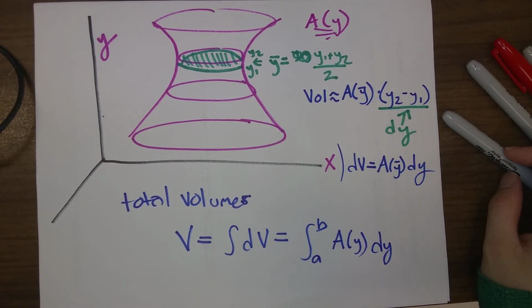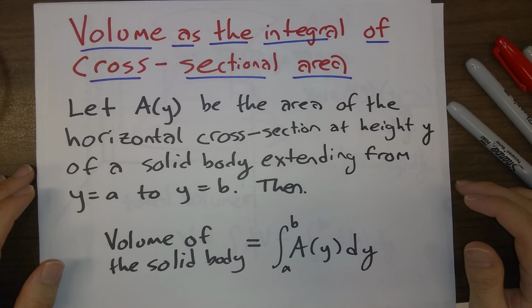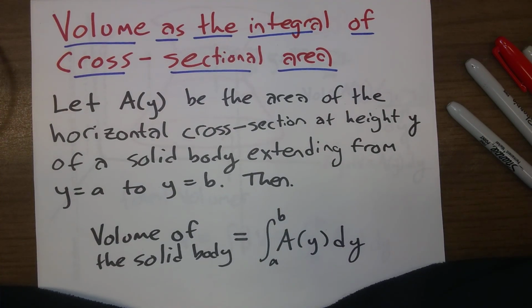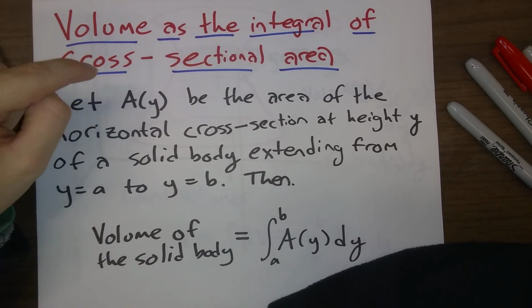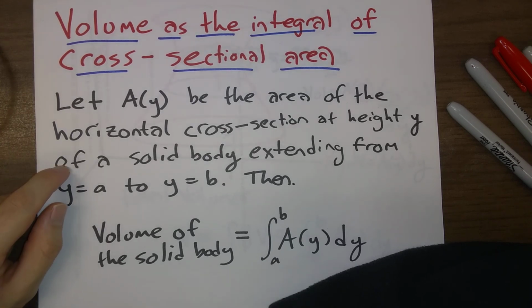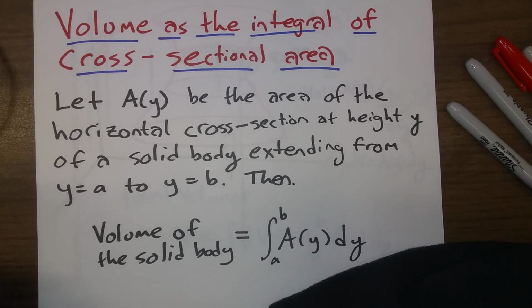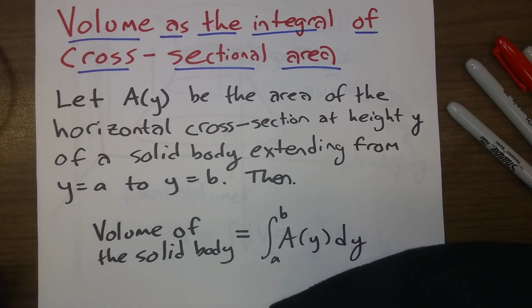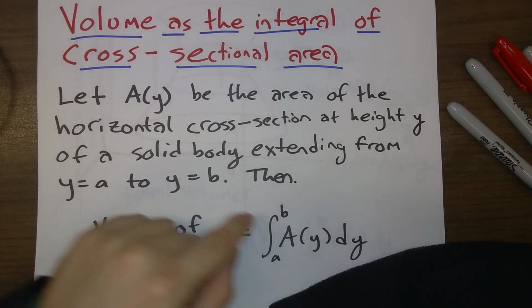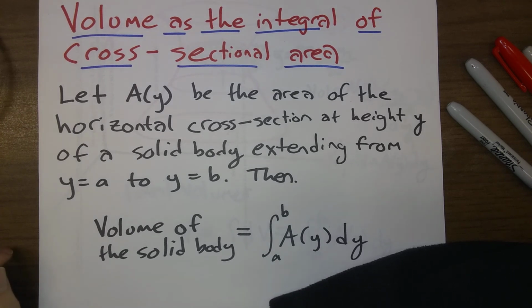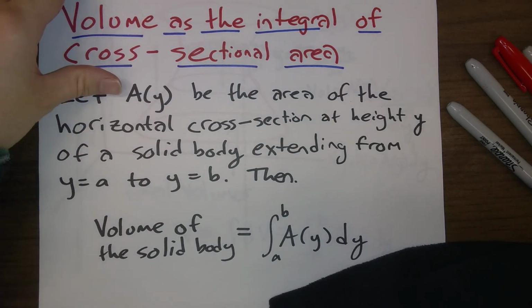And so putting all of this together, here is our first big statement of this section. Volume as the integral of cross-sectional area. So suppose that we have A of y, some function that's known as the area of the horizontal cross-section at height y of a solid body extending from y equals a to y equals b. Then the volume of the solid body is exactly that integral that we saw before. The integral from a to b, the bottom to the top, of the cross-sectional area integrated with respect to y.